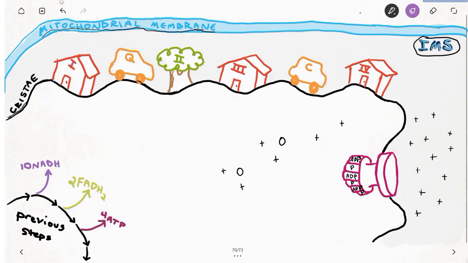So let's start with number 1 here. This is called complex 1. When you see these Roman numerals, it's just complex and then whatever number the Roman numeral is. So this is complex 1. Complex 1 takes NADH and breaks it down into its components, NAD plus, and then it sucks up the electrons from that NADH, and it takes the extra hydrogens, the extra protons, and spits them out the back door into the backyard.